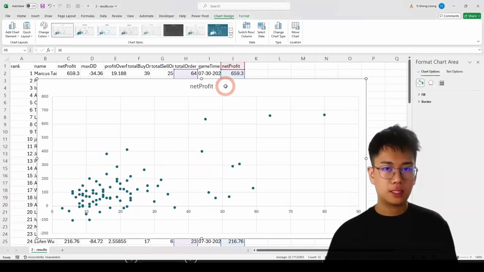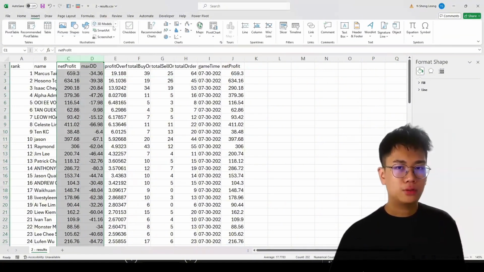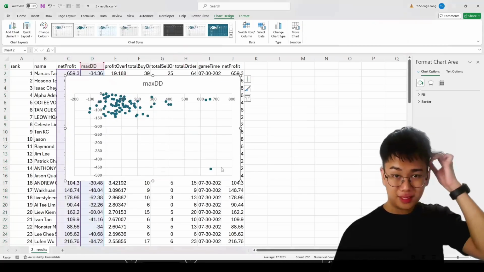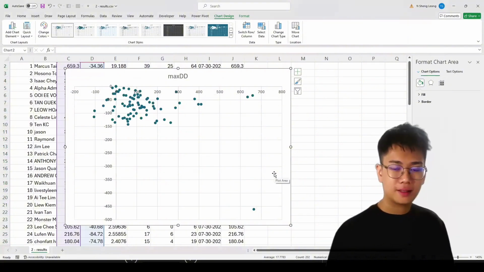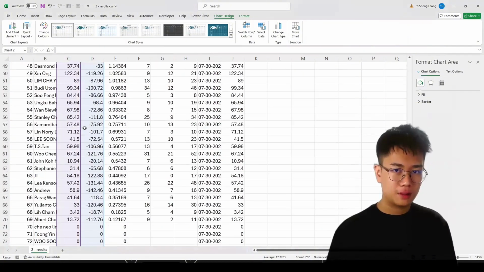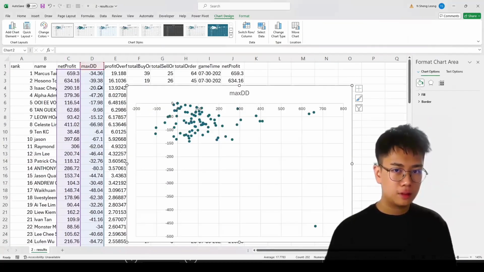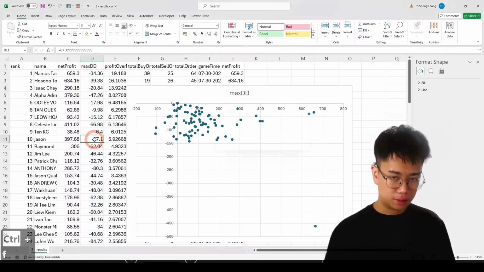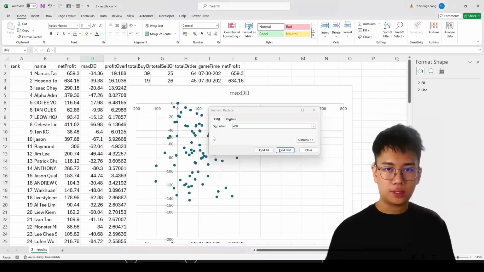Next thing is about your profit versus drawdowns. Wow. Someone has such a big drawdown here. Okay, so I would like to remove that person out. How much is this? 460. Okay, I think it's a data calculation error.